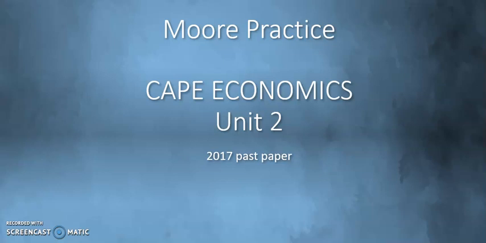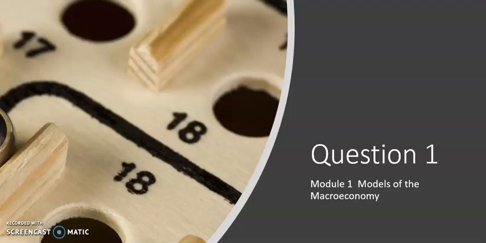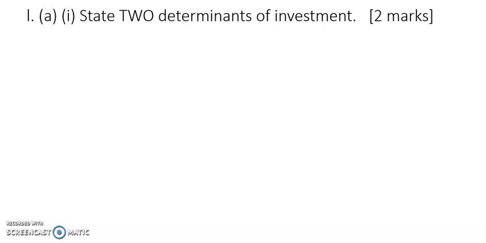More practice. CAPE Economics, Unit 2. This is the 2017 past paper, and we're going to take a look at it. But the questions are generally fairly long, so I'm probably only going to do question 1, which is models of macroeconomy. Right, so let's get to it. So get your past paper, 2017 paper 2, and let's go.